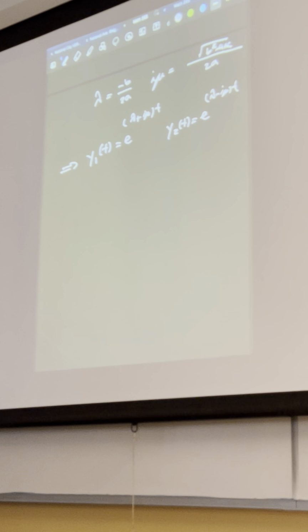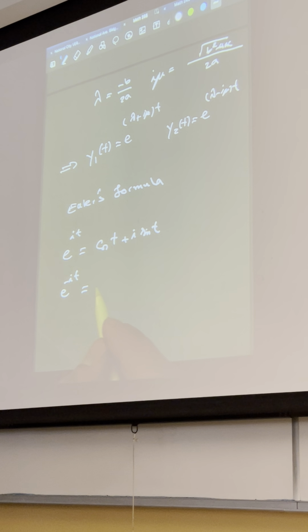But what we actually need is Euler's formula. So remember Euler's formula, which was e to the power of it is cosine of t plus I sine of t. Now by substitution, I can also look at e to the power of negative it. Remember, cosine is an even function, so the negative wouldn't do anything to it, so it would still be cosine of t minus I sine of t.